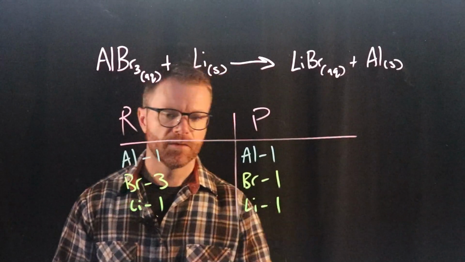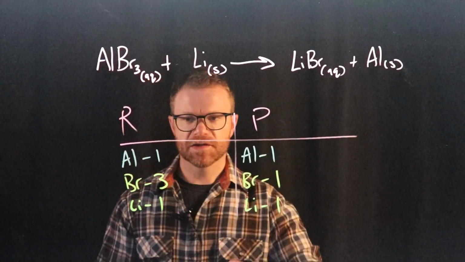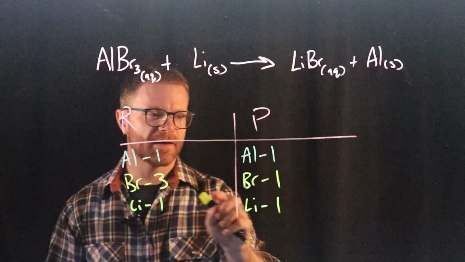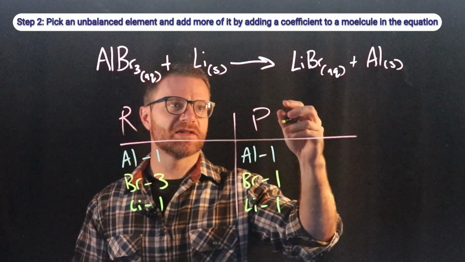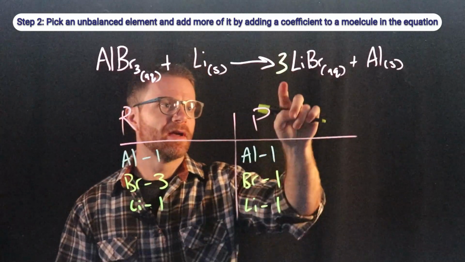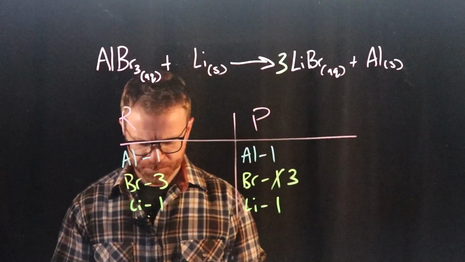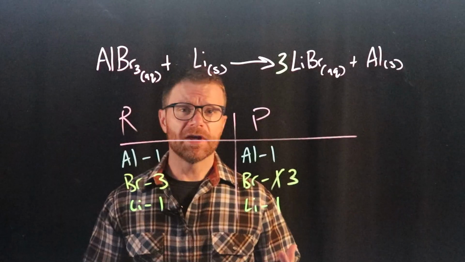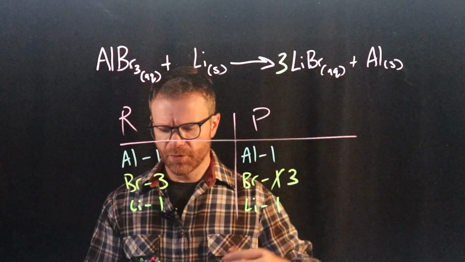Well, that's fine. So our aluminums are balanced, 1 and 1. Our lithiums are balanced, 1 and 1. The bromines are going to be an issue. We have 3 here in our reactants and 1 in our products. So the easiest way to balance this is just, instead of making 1 lithium bromide, let's make 3 of them, because now we'll have 3 times 1, 3 bromines. Now sometimes in the process of balancing one thing, you'll unbalance something else. That's okay, just keep working through the process.